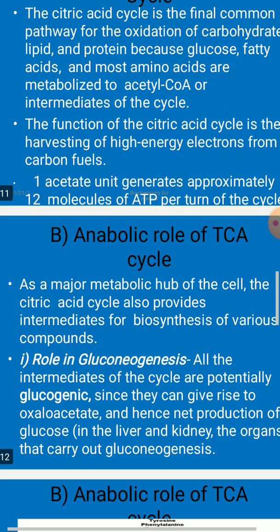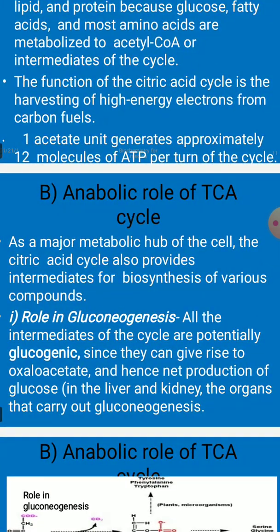Coming to the anabolic role of TCA, as a major metabolic hub of the cell, the citric acid cycle also provides intermediates for the biosynthesis of various compounds. While discussing some anaplerotic and cataplerotic reactions, I have told you a few. Now the role played by the intermediates of TCA in the gluconeogenesis process: all the intermediates of the cycle are potentially glucogenic, since they give rise to oxaloacetate formation, hence net production of glucose, in the case of the liver, kidney and other organs which carry out the synthesis of glucose through the gluconeogenesis process.